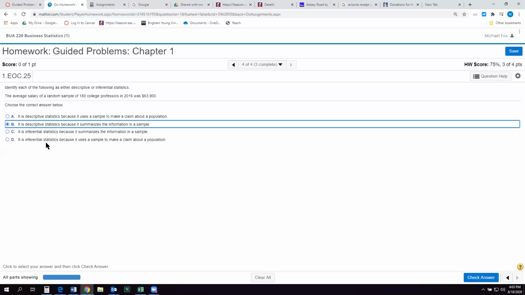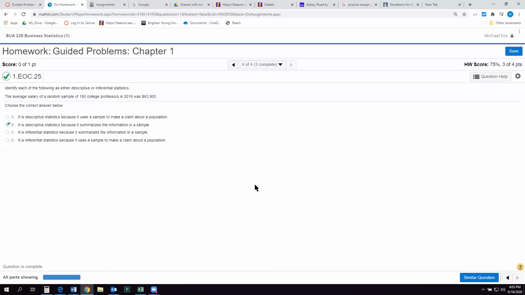So inferential statistics make a claim about a population. They infer something. Descriptive summarize information. And there we go. And that's it. So that's our first guided problem.